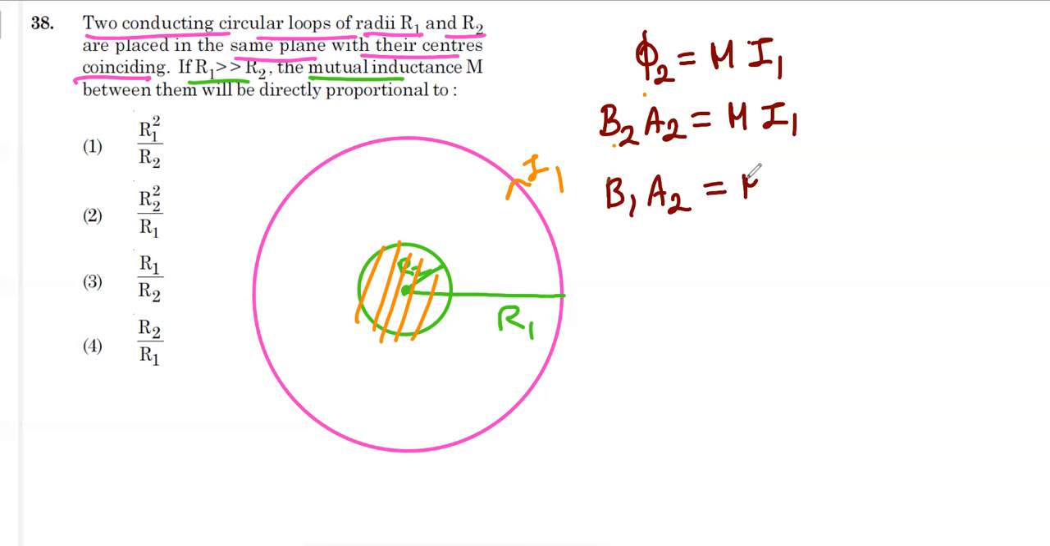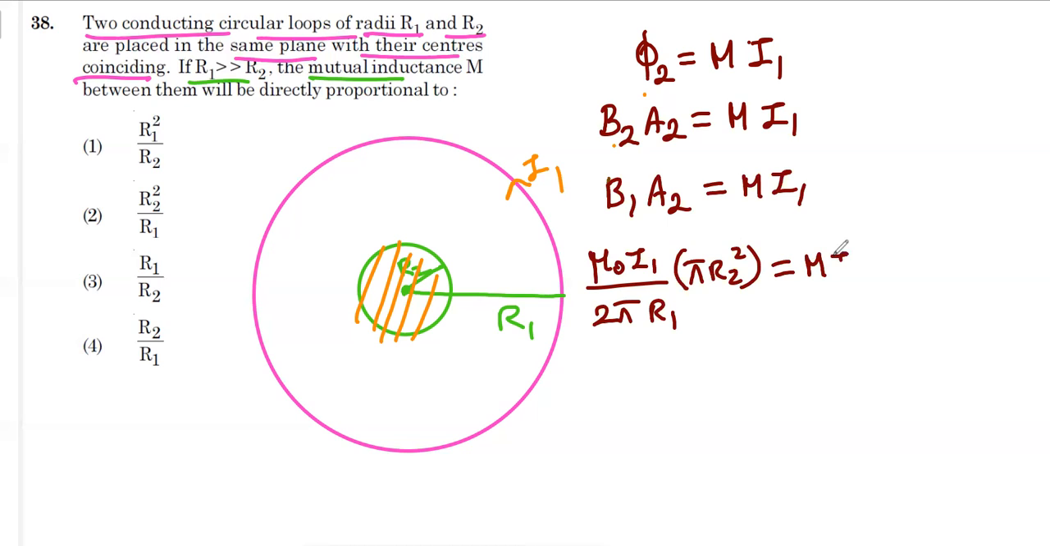This is equal to M into I1. B1 is a magnetic field generated by a circular coil. We know the formula at the center. At the center, it's very small. எதுக்காக கொடுத்திருக்காங்கன்னா, you can assume that this entire coil is at the center of this. So it is mu naught I by 2 R. A radius 2 R1. A2 is pi R2 square circle.